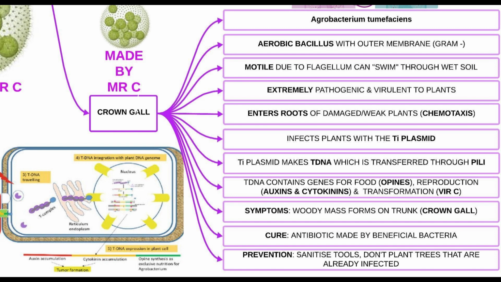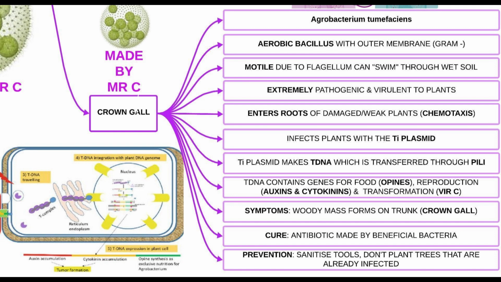T-DNA contains the gene for food, which in this case is opines, for reproduction using the hormones auxin and cytokinin in the plants, and for the process of transformation using Vir genes. Symptoms of Crown Gall are a woody mass on the trunk, which is the Crown Gall. This is deadly to young plants, but older plants can live with it.